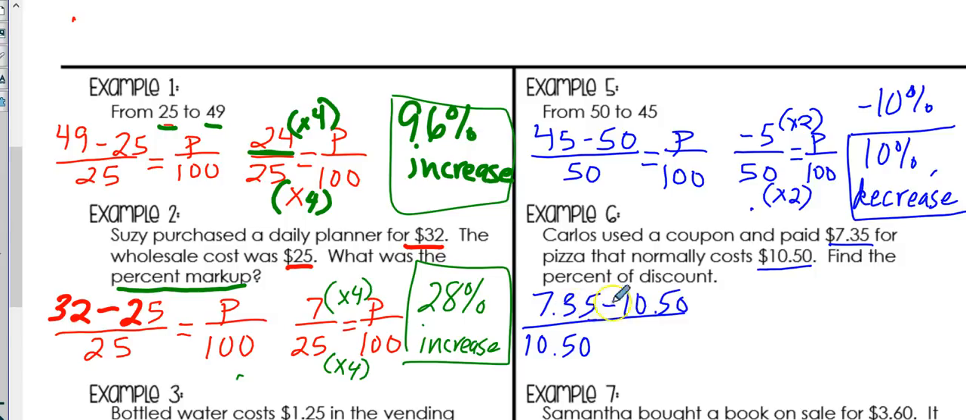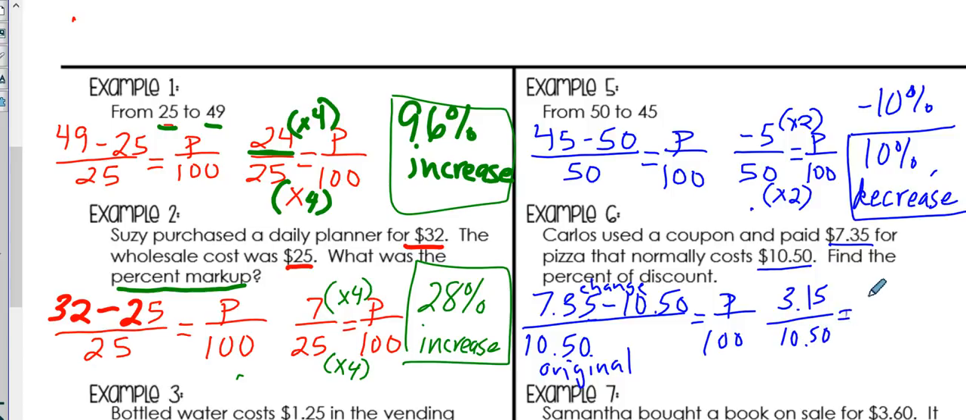So the top gives us the amount of change. The bottom, that's our original. This up here is our change. And then that's going to be equal to P over 100. And now we're just going to do the computation. 735 minus 1050 is 315. So it's 3.15 over 10.50 equals P over 100.